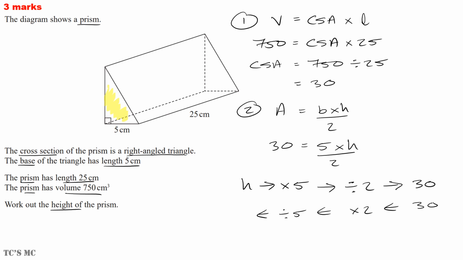30 multiplied by 2 is 60. 60 divided by 5 is 12. For saying that the height is 12 centimeters, we have our third mark.